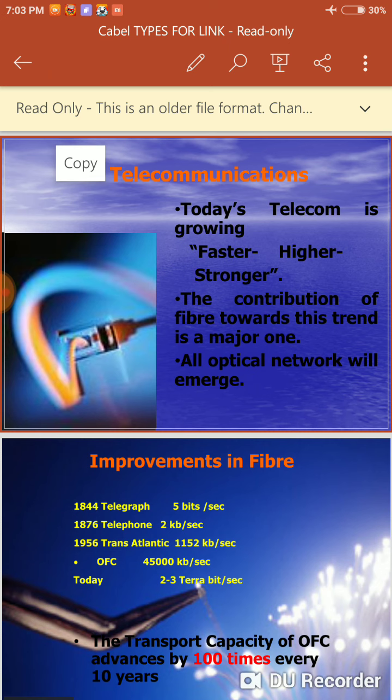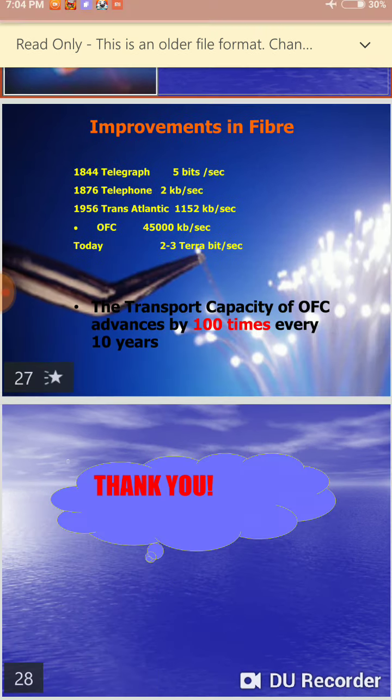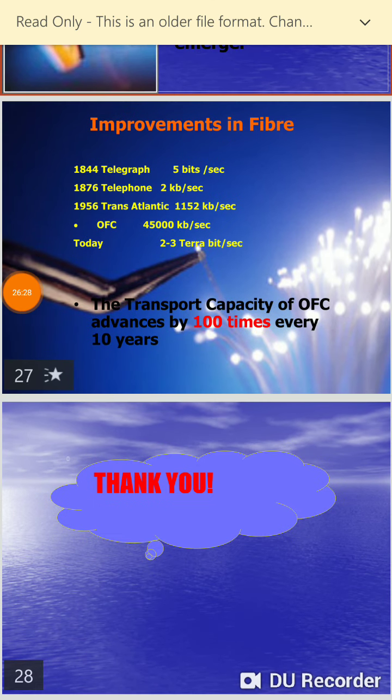We have also considered the different applications of optical fiber cable. What are the improvements in optical fiber cable? How the splicing takes place. What is splicing? What is the optical time domain reflectometer working principle? All these points we have covered in this session.